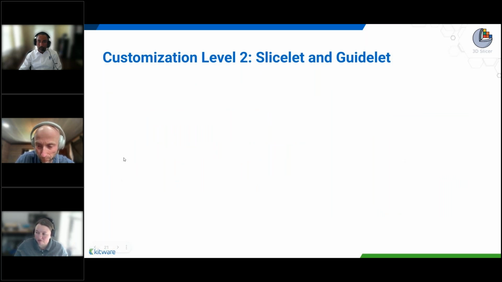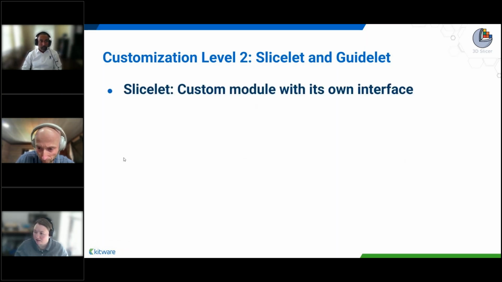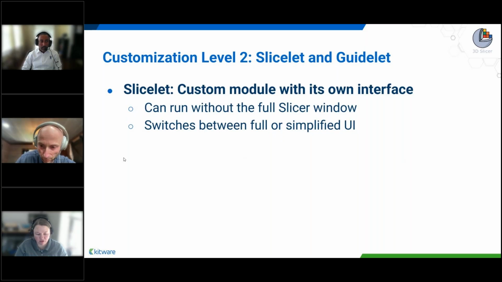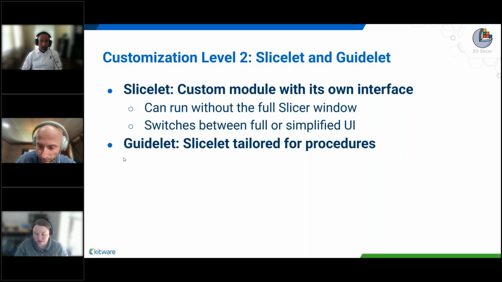So the second level of customization is a specific type of module called slicelets and guidelets. A slicelet is a custom module with its own interface. It runs over top of the full Slicer window, removing much of the cluttering UI that can distract from the specific tasks that you want to do, and allows you to switch between that simplified UI and the full UI of 3D Slicer. A guidelet is a slicelet, one of these UI rewriting modules, that's tailored for IGT or image guided therapy procedures.